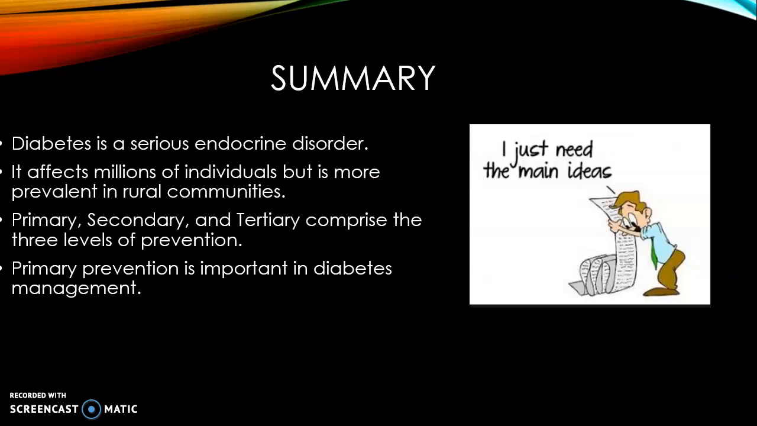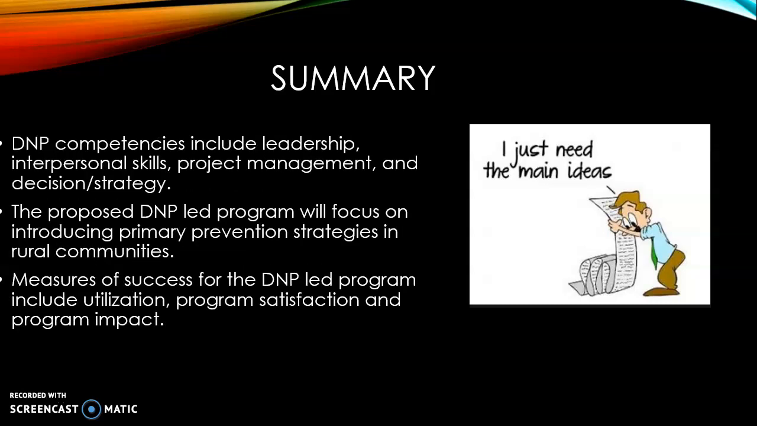In conclusion, we know that diabetes is a serious condition that affects millions of individuals. However, it is more prevalent, showing 17% more prevalence in rural communities. The 3 levels of prevention include primary, secondary, and tertiary, with primary being the most important in regards to diabetes. DNP competencies include but are not limited to the ability to make decisions and strategize, project management, interpersonal skills, and leadership skills.